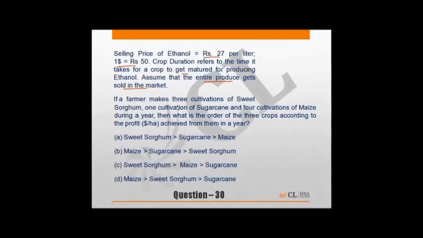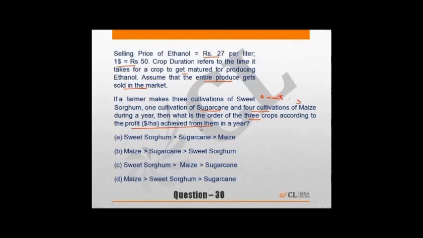If a farmer makes 3 cultivations of sweet sorghum, remember sweet sorghum was 4-month duration, that means 1 year, 1 cultivation of sugarcane, which is in any case a 12-month duration, and 4 cultivations of maize. Maize was, if you remember, 3 months of cultivation period, so 4 cultivations will be a complete year. So we are talking with respect to a complete year. Then what is the order of the 3 crops according to profit achieved by them in a year?